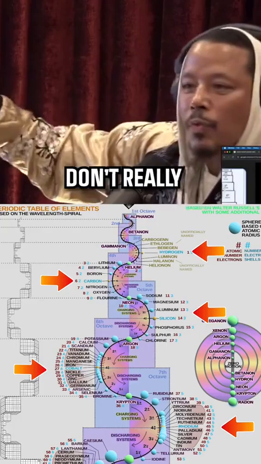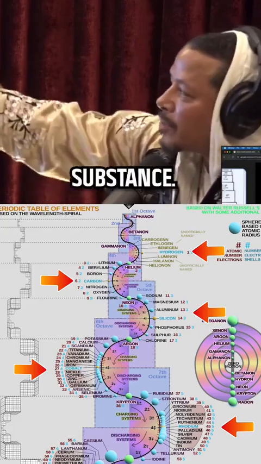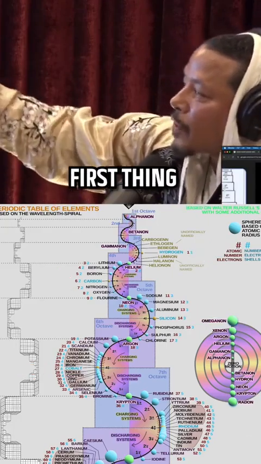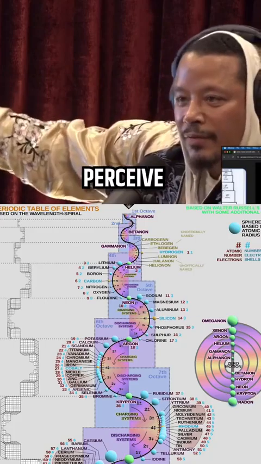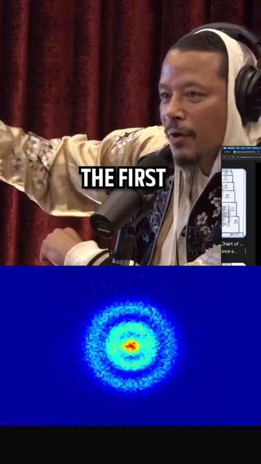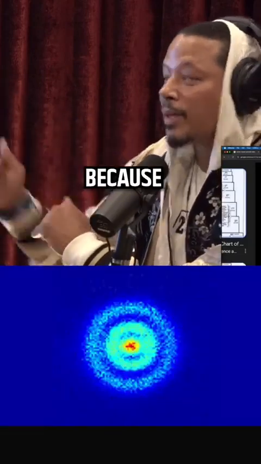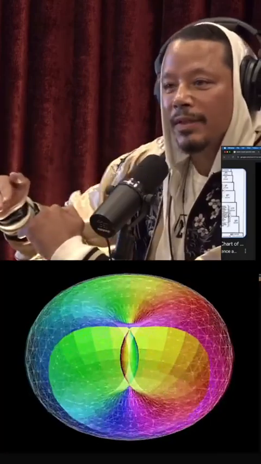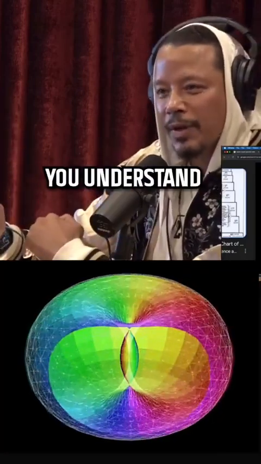So those things don't really exist. It's only one substance. Now the problem is the first thing that we're able to perceive is hydrogen. That's the first visible element, because before it is too dense for us to perceive it. You understand what I'm saying?